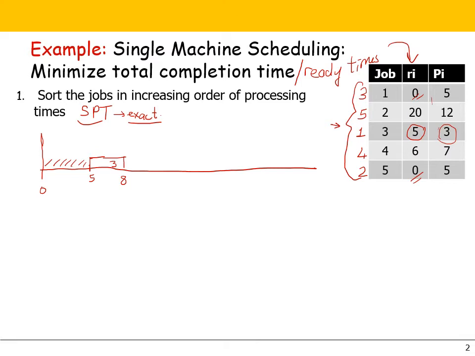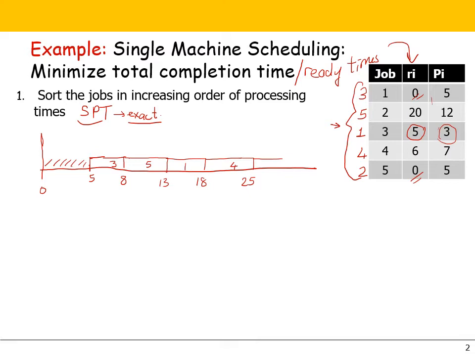Okay, after that we have job 5, which has already arrived at time 0. So we can just immediately start job 5 and it will end at time 13. And then we will have job 1, it will go up to 18. And then we will have job 4. Okay, it has a processing time of 7, it will go to 25. And then we will have job 2.